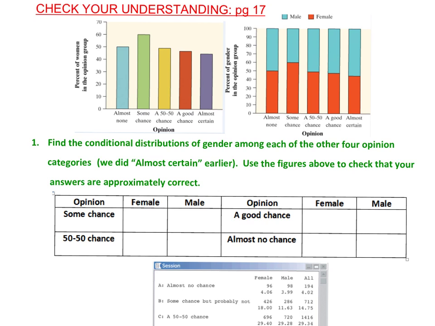Now it says that we did almost certain, which we didn't. Okay, I'll add that one to it. But let's say the conditions were off of the response. Okay, what I'm getting at is how you would build a stacked bar graph like this.